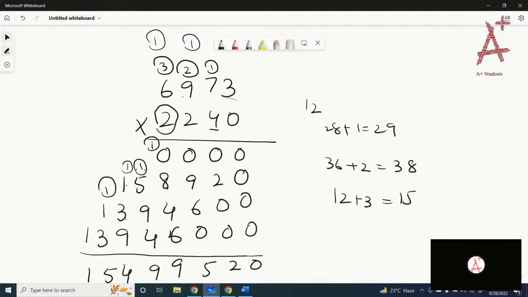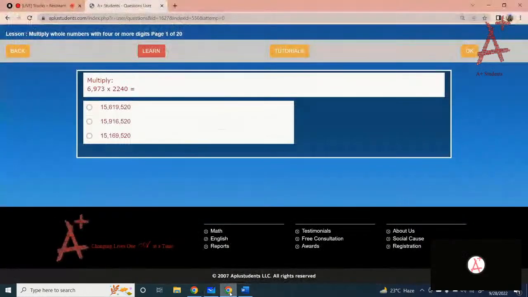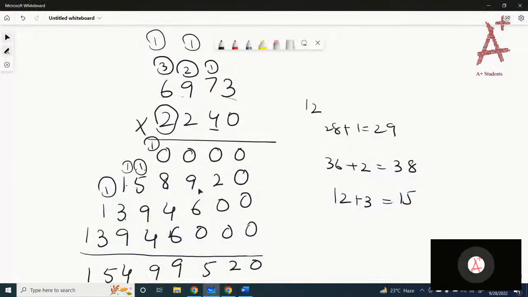So it is then 15,619? Let me just check once again from the adding. 9 plus 4 is 13, plus 5 is 18, and plus 1 is 19. Okay, so it's a long multiplication. Maybe I made some mistake. 15499? Okay, let me just check.